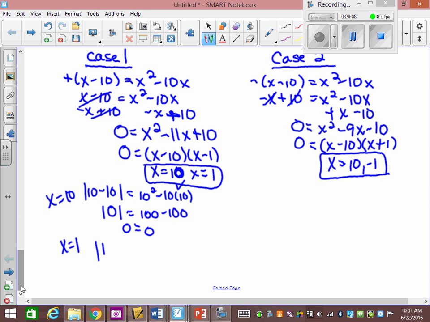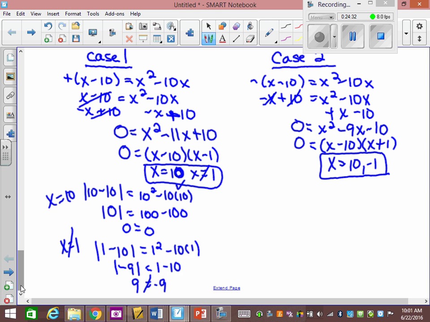X equals 1. Absolute value of 1 minus 10 equals 1 squared minus 10 times 1. Absolute value of -9 equals 1 minus 10. 9 equals -10. Is that true? No, so that's not true. So if I asked you for the extraneous roots, you'd tell me this one, right? Extraneous means doesn't work, but you could find it.